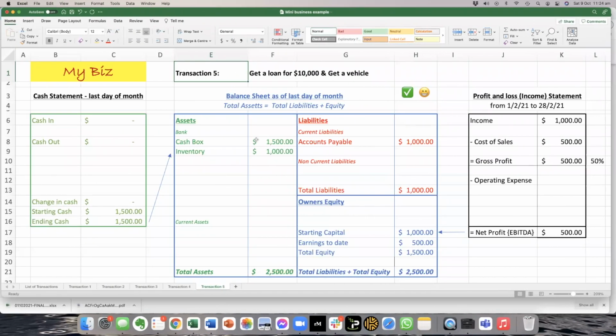All right, so we're up to transaction 5. Business is going great. We're having to do a lot of running around and so forth. So we've decided we need a vehicle, and we're going to get a loan for a vehicle because we've only got $1,500 in cash and $1,000 in inventory. And we're going to need a bit more money than that to get a vehicle. So we're going to get a loan. Here's how a loan will play out in the financial statements.